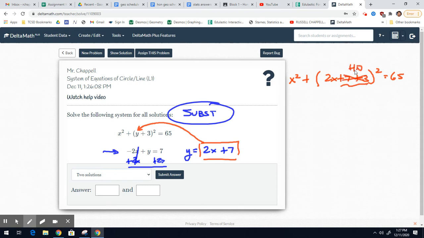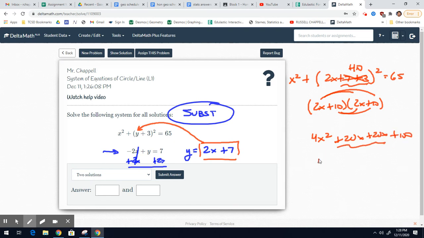And now 2x plus 10 quantity squared, we need to actually write that out. So 2x plus 10 times 2x plus 10. And we're going to multiply this out. The 2x goes to the 2x and the 10. 2x times 2x is 4x squared. 2x times 10 is 20x. Then we multiply the 10 by both. 10 times 2x is 20x, and 10 times 10 is 100. And now we combine those middle terms: 4x squared plus 40x plus 100. That is what this binomial squared turns out to be.